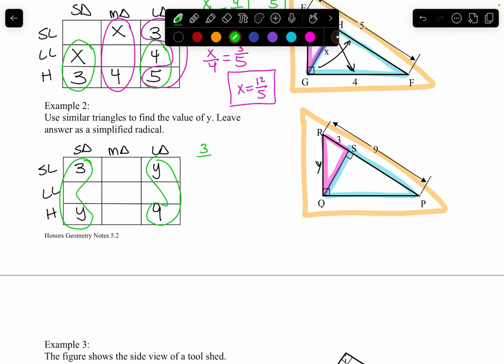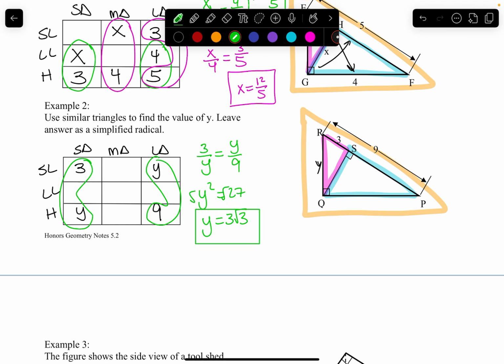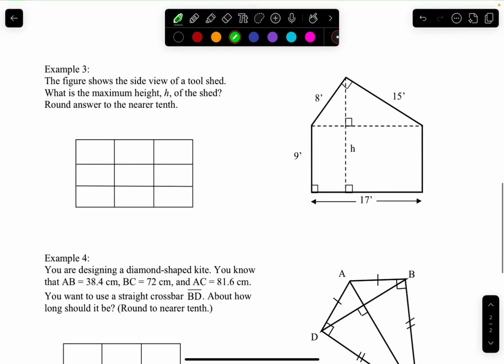So I have 3 over y equals y over 9. That's going to be y squared equals 27. We're going to square root both sides, and we get that y is going to be 3 root 3 for that. So that is how we use our tables to set up our proportions.